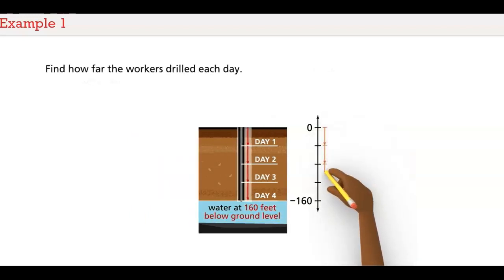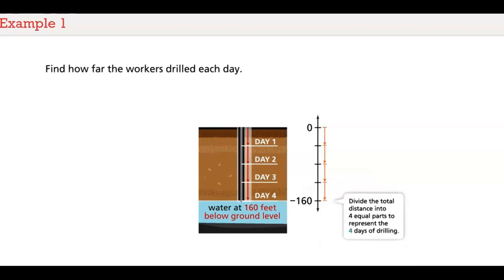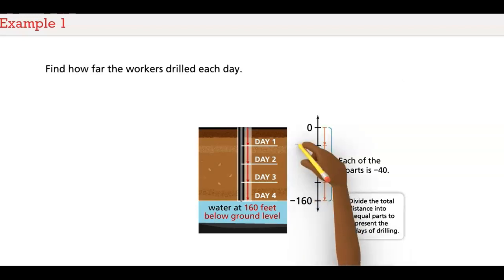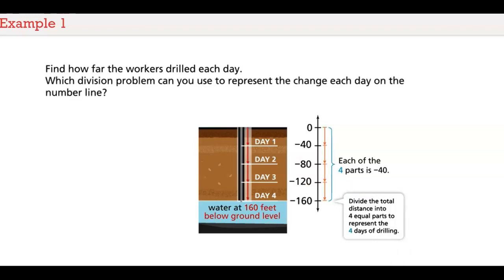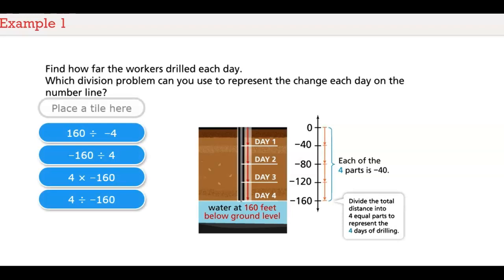If you want to know how far the workers drilled each day, divide the total distance into equal parts to represent the days of drilling. The location of the bottom of the hole changed negative 40 feet, or 40 feet lower each day: negative 40, negative 80, negative 120, and negative 160 feet. Which division problem can you use to represent the change each day on the number line? Select your answer.